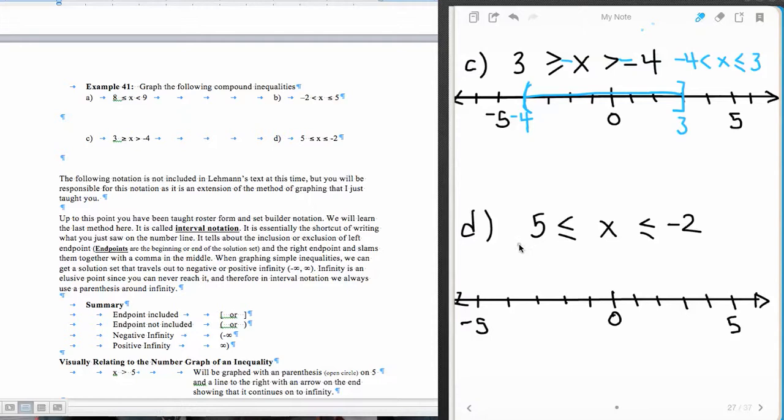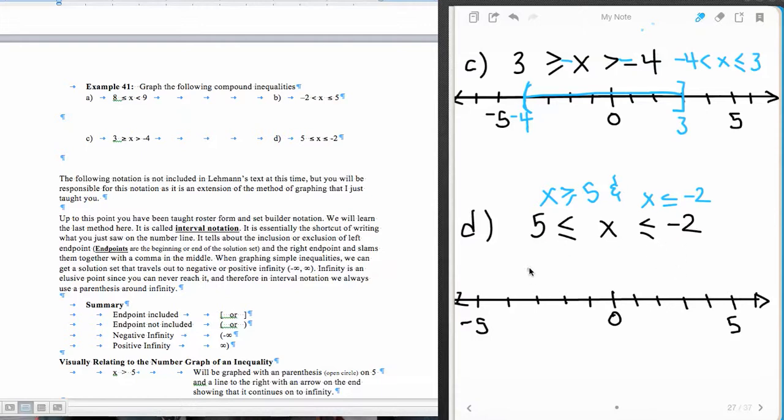Part D, I see that I have on the left a big number and on the right a small number. And then I do have less thans. This is not an inequality that is going to have a solution. What this one says is that x is greater than or equal to 5, and at the same time that x is less than or equal to negative 2. I'm going to draw this above the number line to show you what's going on here.